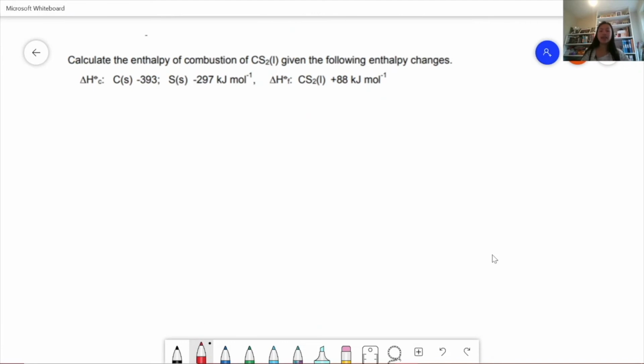So before I start on the second question, feel free to pause the video and try it yourself first. So calculate the enthalpy of combustion of CS2 given the following enthalpy changes.